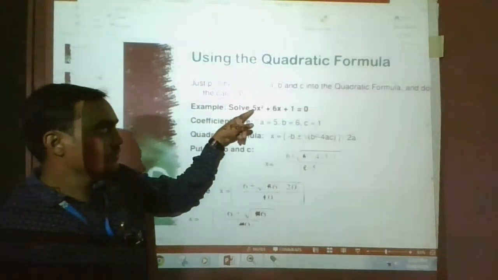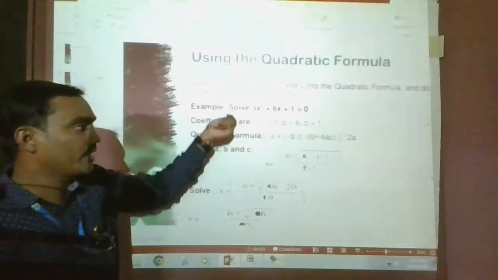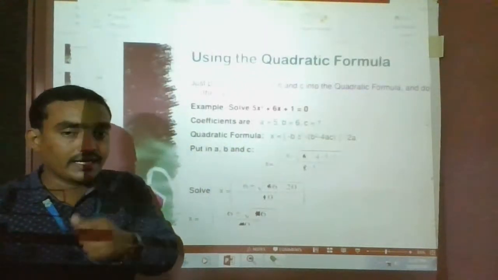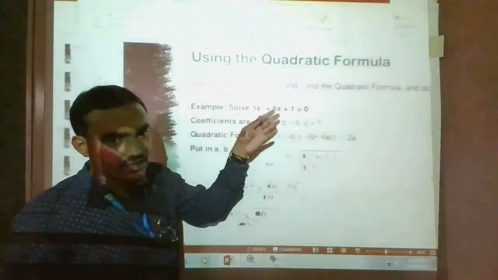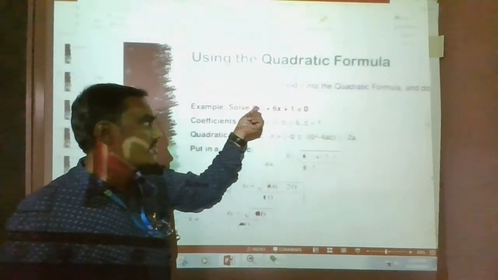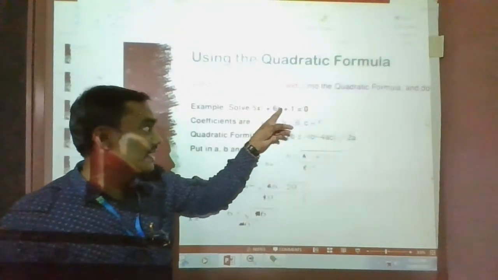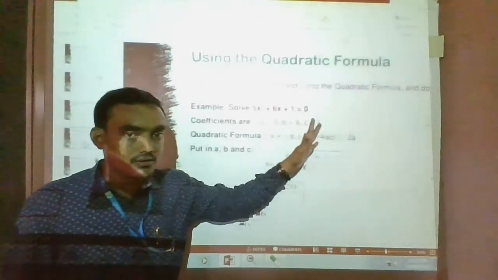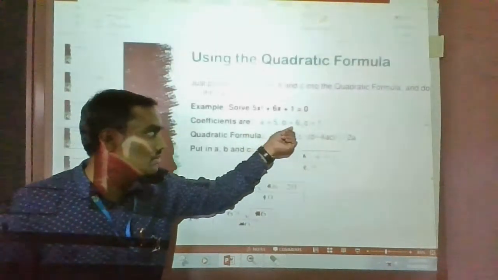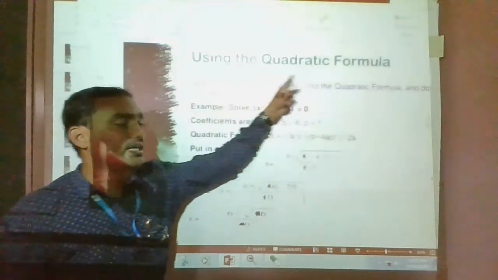Example: 5x square plus 6x plus 1 is equal to 0. Now compare with the main quadratic equation. Already you know the general form: ax square plus bx plus c. The coefficient of x square is 5, so a is equal to 5. The coefficient of x is 6, so b is 6, and c is 1. You know the a, b and c values, so substitute a, b, c in the quadratic formula.